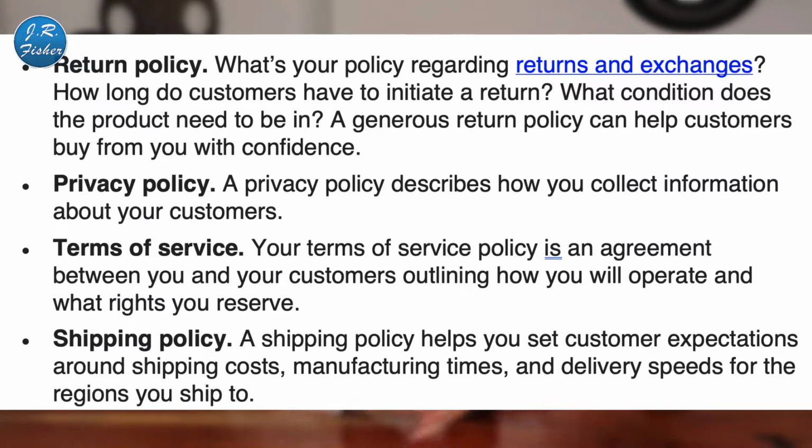Privacy policy. A privacy policy describes how you collect information about your customers. Now if you want samples of this, there are millions of samples out there. You can just Google that and find a sample privacy policy. Terms of service. Your terms of service policy is an agreement between you and the customer outlining how you will operate and what rights you reserve. That's super important to do. Next thing is your shipping policy.